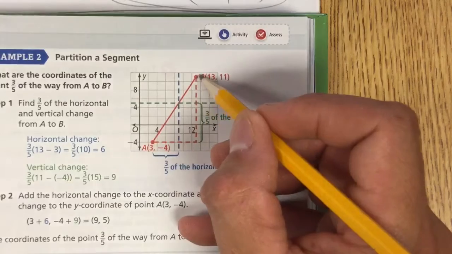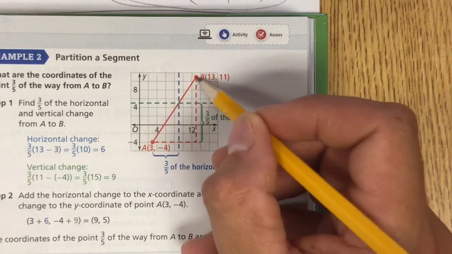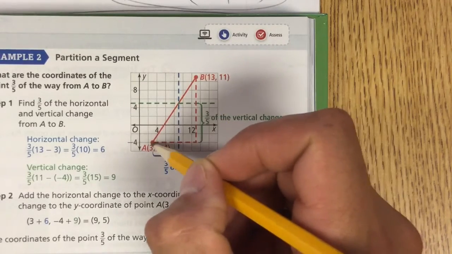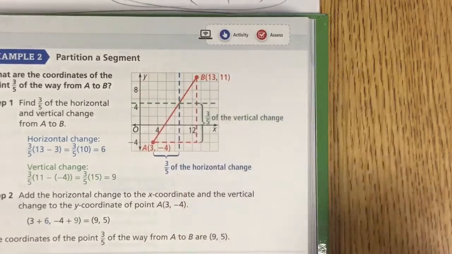Okay, if I was trying to do that with B, I would have had to subtract it because I'm going from here down. But because I started at A, I had to add it because I was going from there up. All right, moving on to example 3, still on page 23.